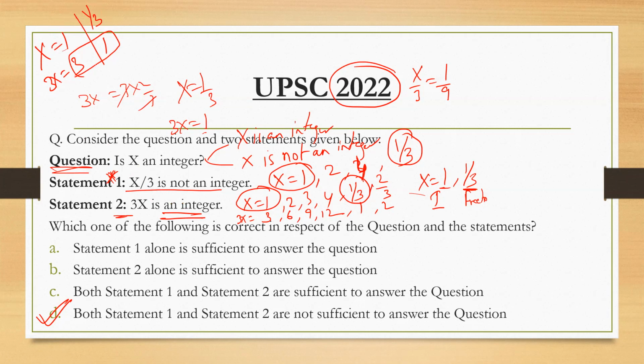Are you getting this, Manisha? Okay, got it. So I cannot definitely say that yes, x will always be an integer. It can be an integer or it can be a fraction also. Fine. So I hope this is clear.